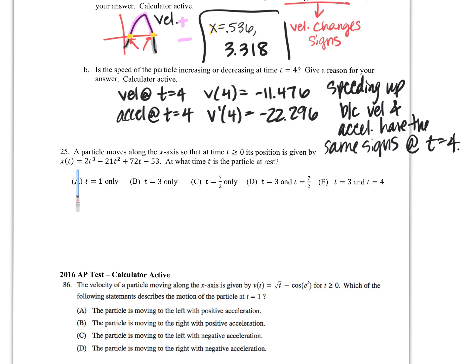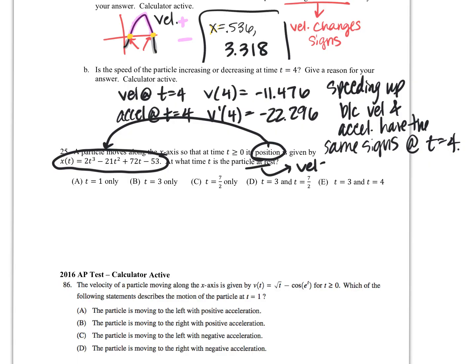Annoying. Here we go. It says it's position. So this time they named position x of t. That one seems reasonable. It says, when is the particle at rest? And this one doesn't say calculator active, so we don't get a calculator. What's my velocity right now? 0. So when the particle is at rest, that means my velocity is 0. Those are little ones that we got to remember.